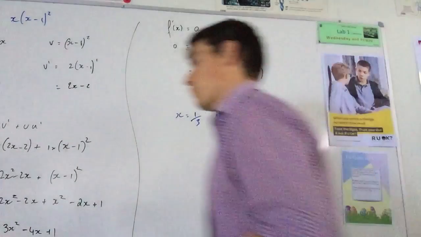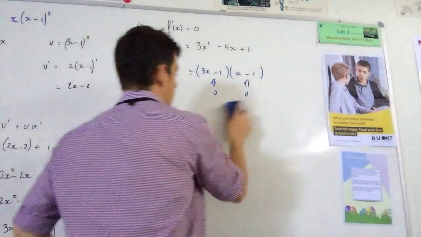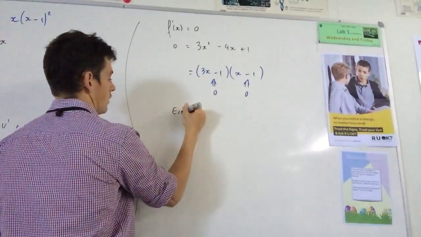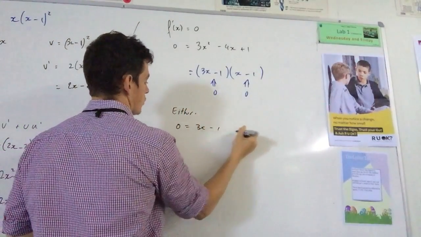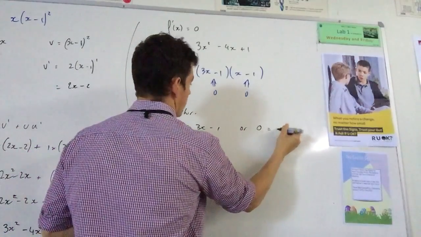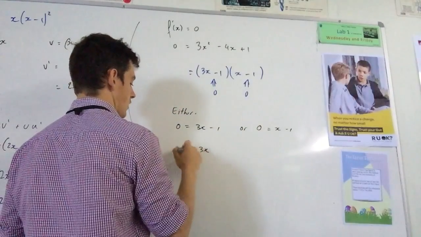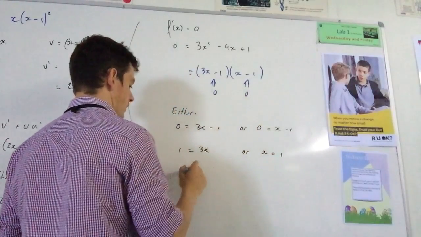I'll actually take a bit of time and show you how I got that. Alternatively, for that to occur, either 0 equals 3x - 1, or 0 equals x - 1, which means that 3x equals 1, or x equals 1. That side's done.